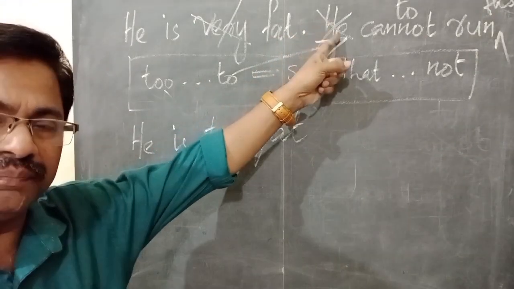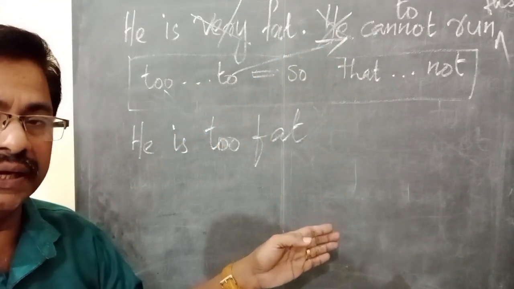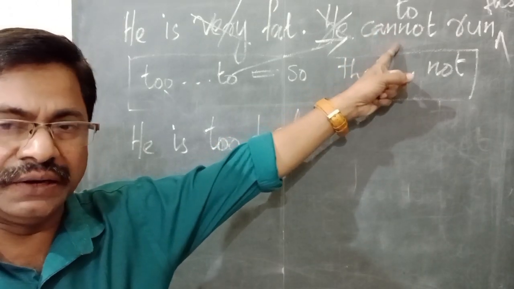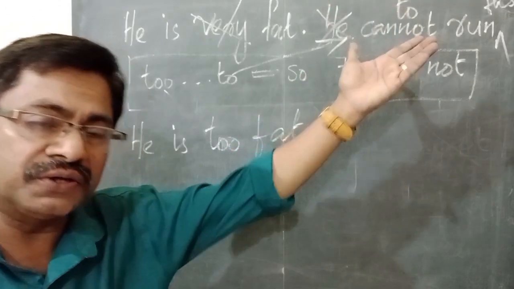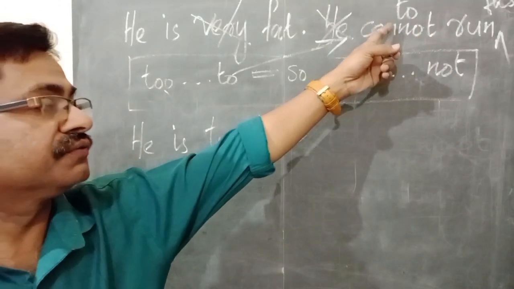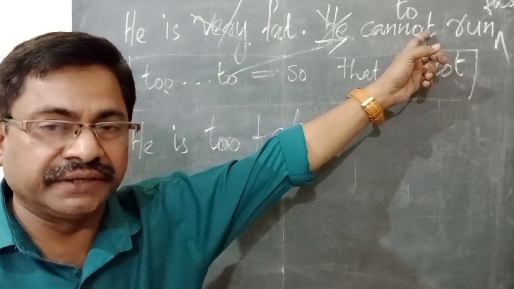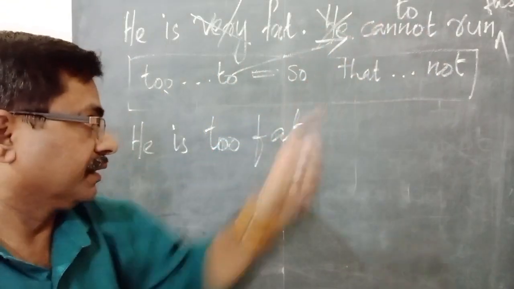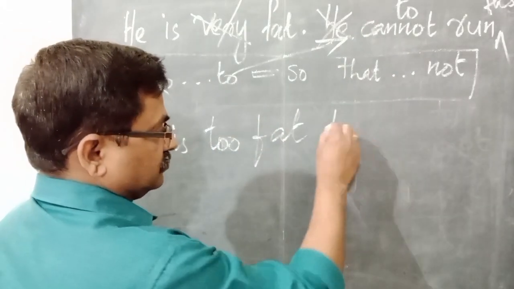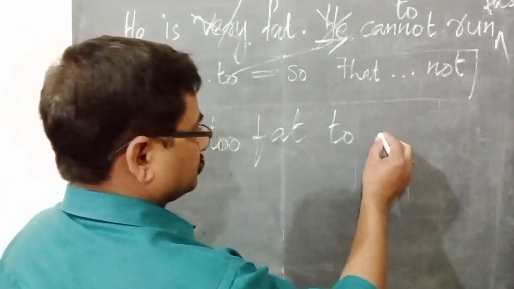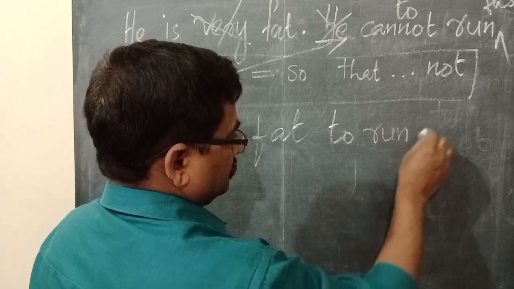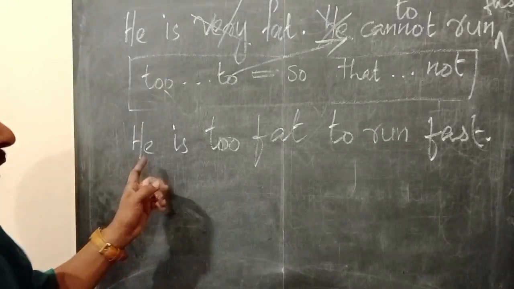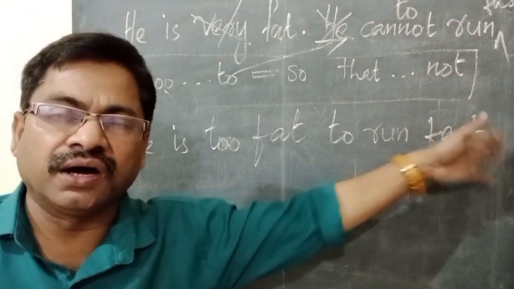If the subject is repeated, you should not use it again. Next, in the place of "cannot", "could not", "will not", "would not", "may not", "might not", whatever it may be, in the place of this auxiliary plus negative, you have to use the second part of "too", that is "to". Complete the sentence. So this is the answer: he is too fat to run fast.